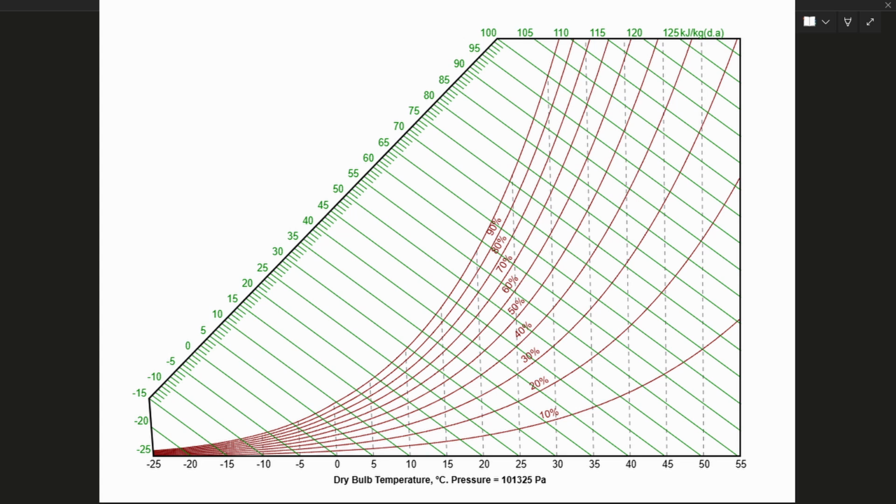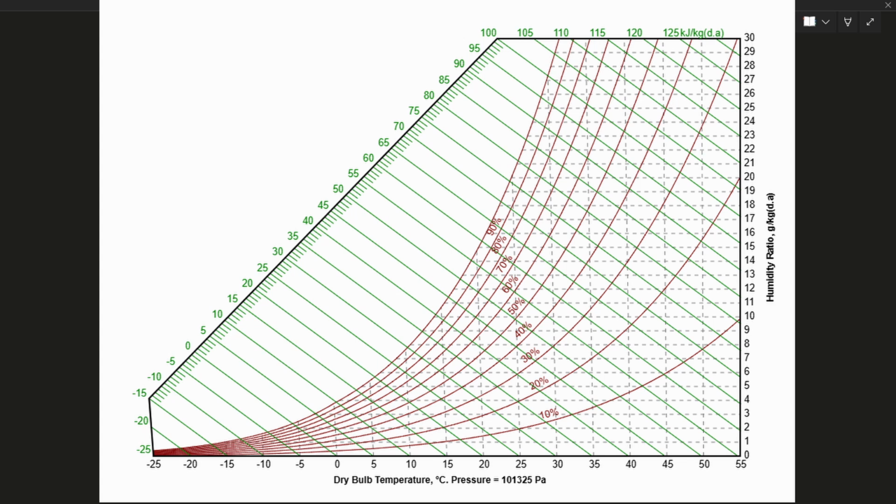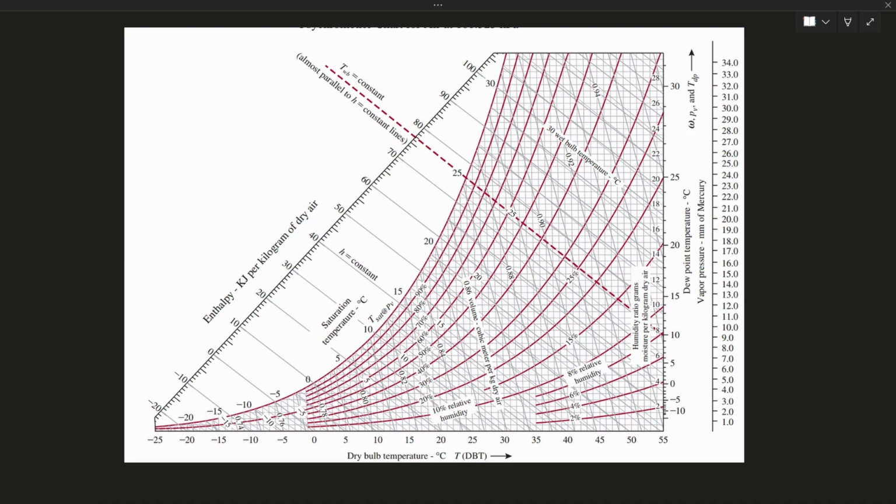Next, on the right side, usually you're going to have written your specific humidity. Just pay attention to the units, because some psychrometric charts, I've seen, write grams per kilogram of dry air. So just pay attention to that. Also, these diagonal lines are your specific volume. And that's it. When you put it all together, you get this wonderful psychrometric chart.